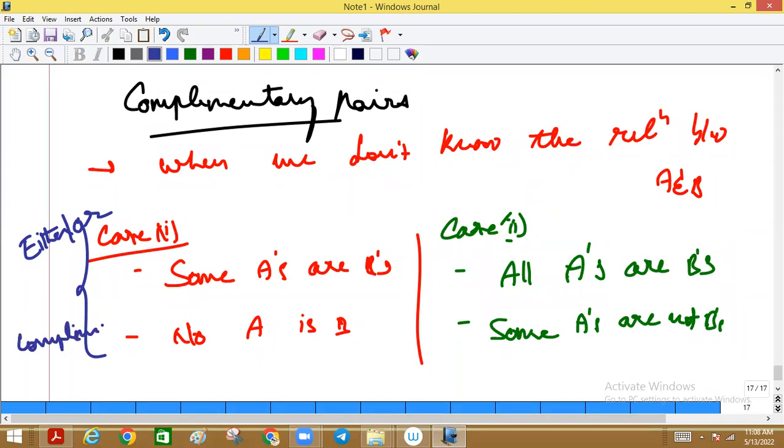Complementary pairs. Okay, I got it. So now in this case, you don't know the relation between cow and table. In one case, you are saying that some cows are tables. In the other case, saying no cow is a table. Obviously, they become complementary pairs. Your answer is either-or. Got it?